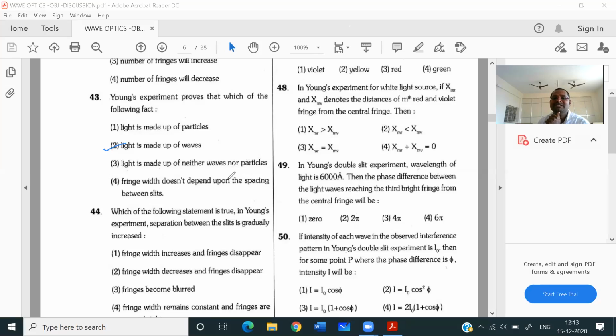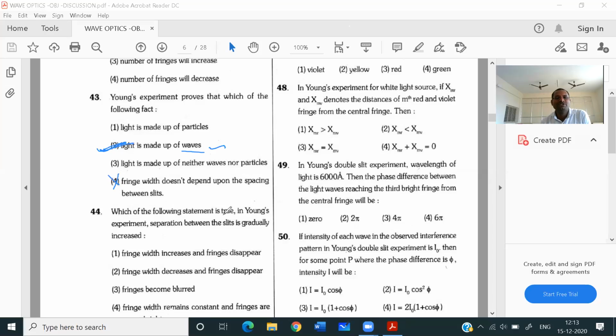Fringe width doesn't depend upon the spacing between the slits, wrong it is. So the YDSE experiment proves light has wave nature. Remember this. The YDSE experiment and diffraction experiments, both Fresnel diffraction and Fraunhofer diffraction, both these experiments prove the wave nature of light. Okay, remember the point. Next, question number 44.